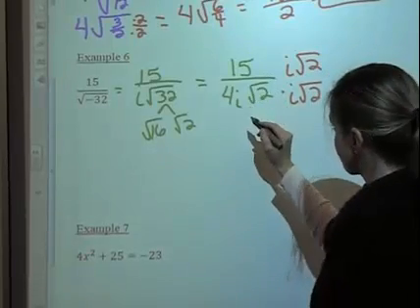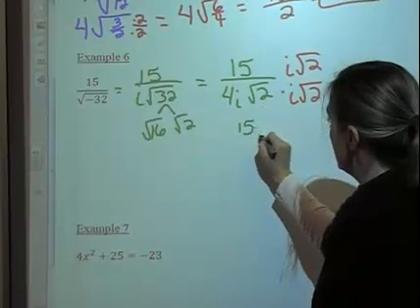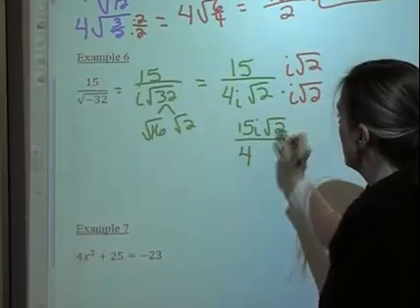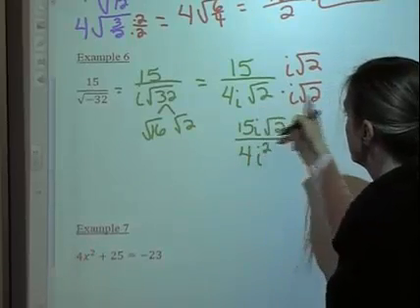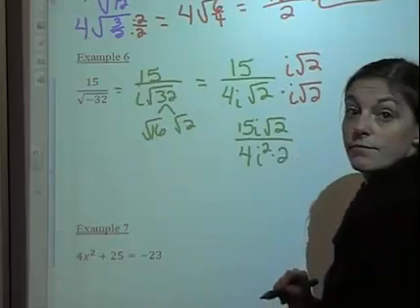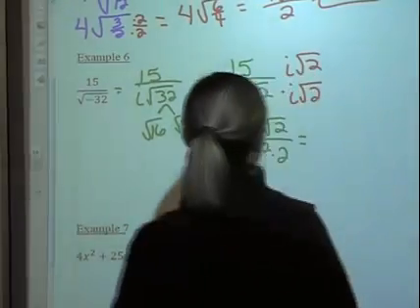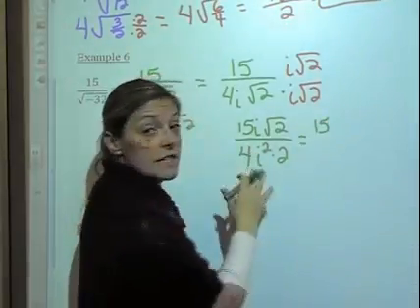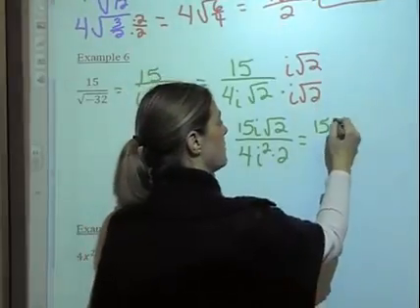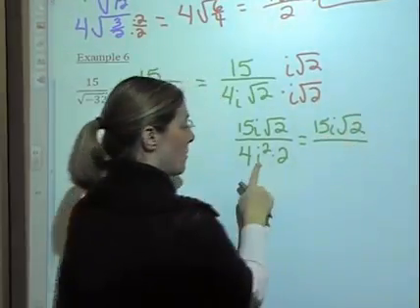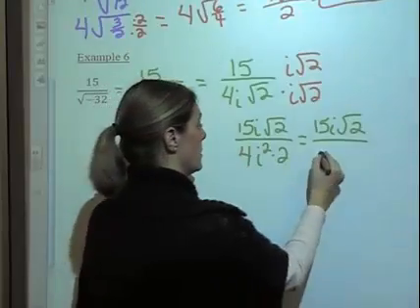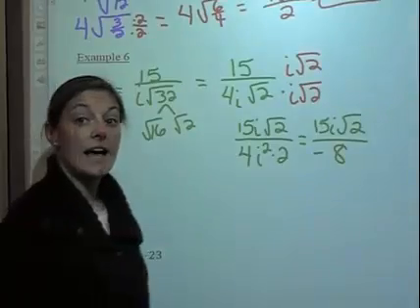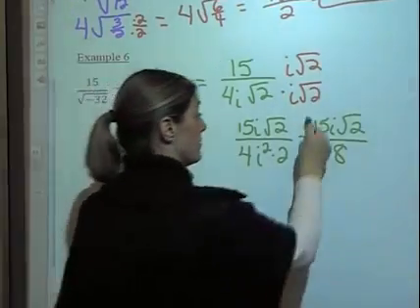So we get 15i square root of 2 over 4i squared times 2. Well, the 15i square root of 2 stays the same. Remember that i squared is negative 1, and then 4 times 2 is 8. So we have 15i square root of 2 over negative 8.